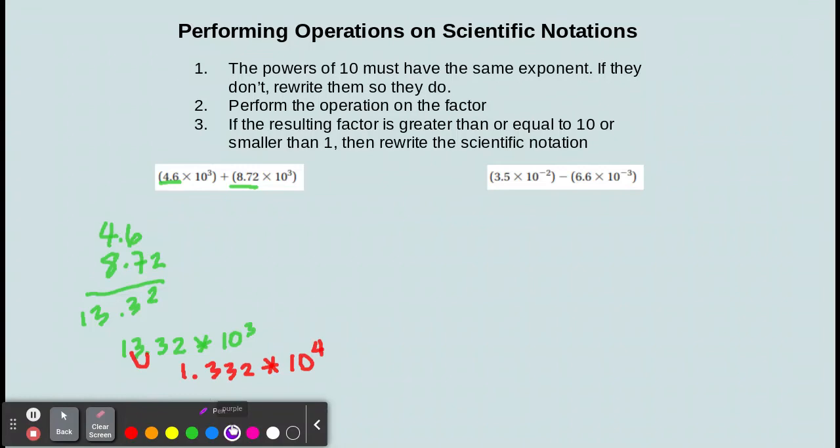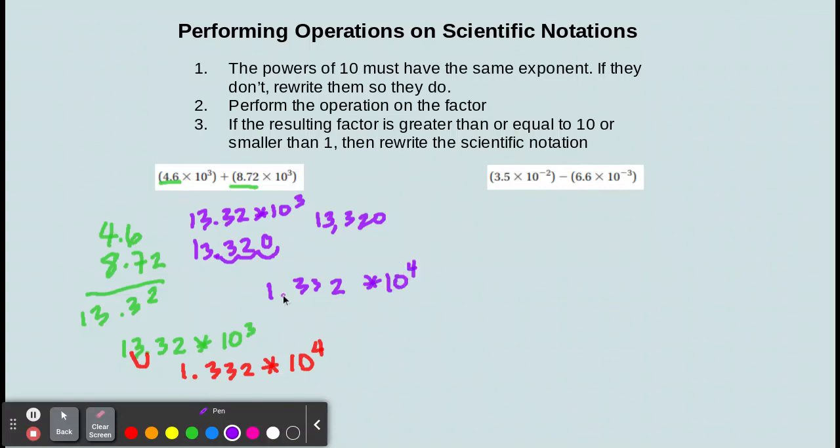So let's just double check that. We started out with 13.32 times 10 to the third. If we put that into standard form, we would go 13.32, 1, 2, 3, right? So that would be 13,320. Now over here, if we do the same thing, we start out with 1.332 times 10 to the fourth. Now when it's 10 to the fourth, we need to move it 4 times. 1, 2, 3, 4. So then our number becomes 13,320. Same thing. Okay, but this is the correct answer there.